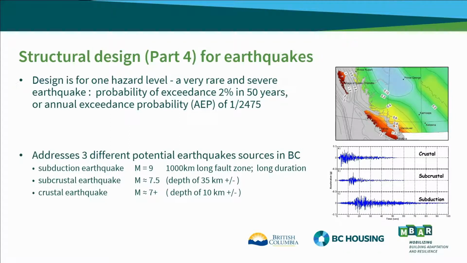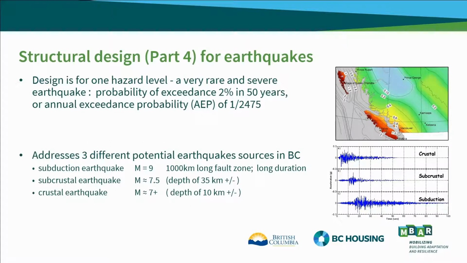The map on the right shows the hazard levels within BC. The red indicating the areas of highest hazard, and then with the gradation to more moderate hazard interior of BC in the lighter green and blue shades.